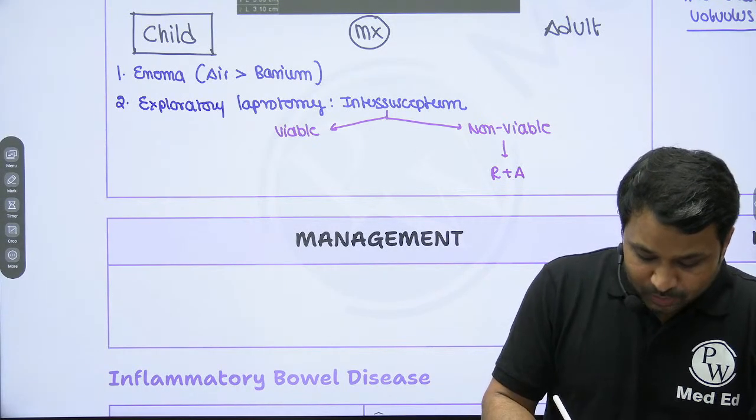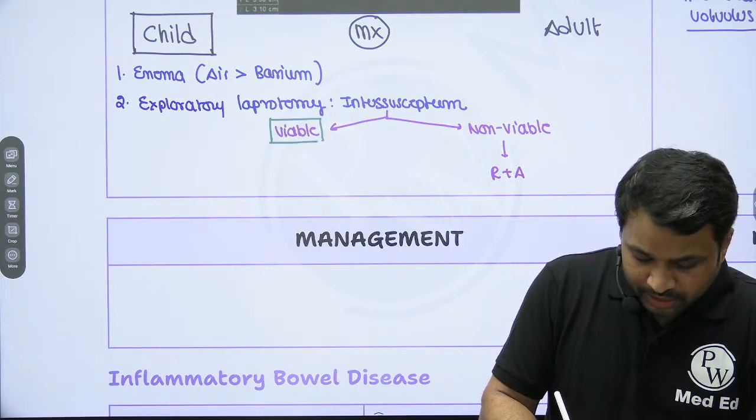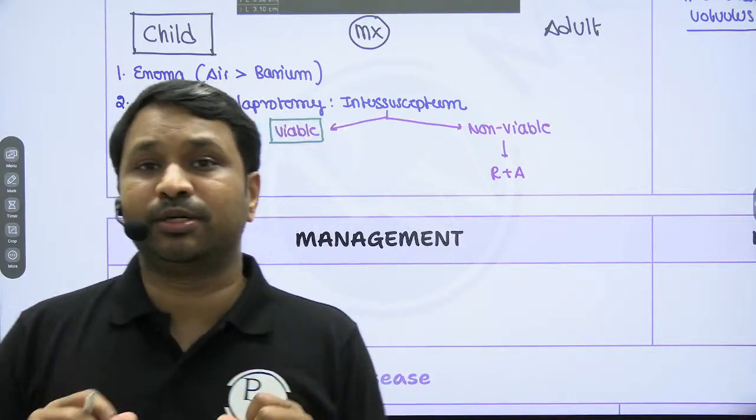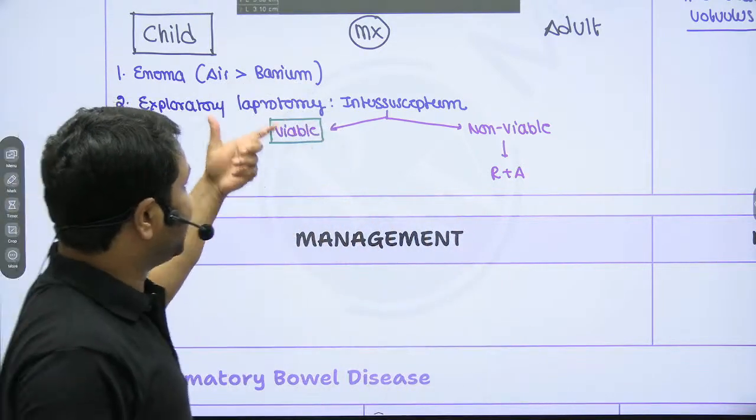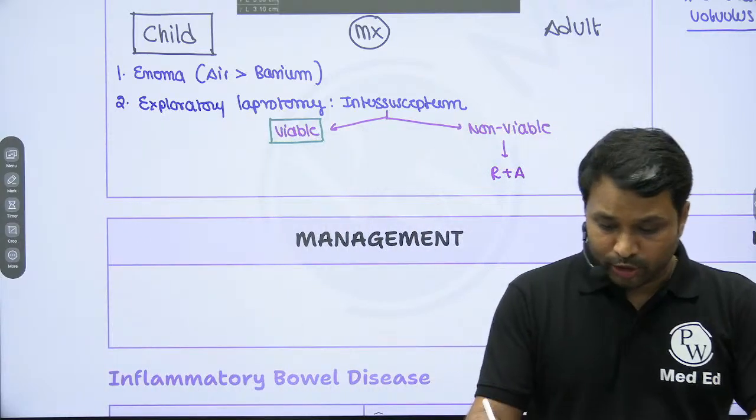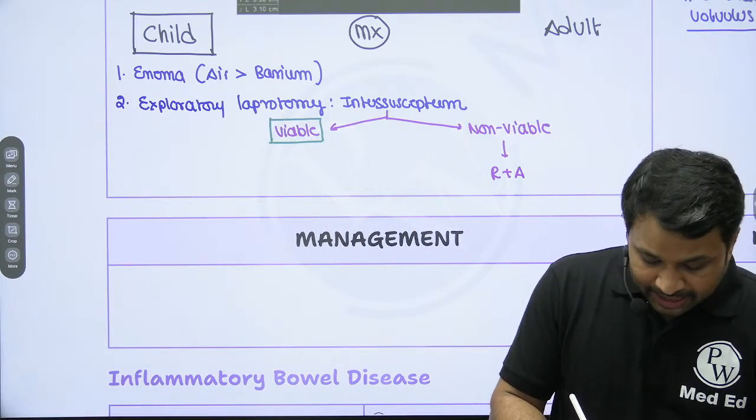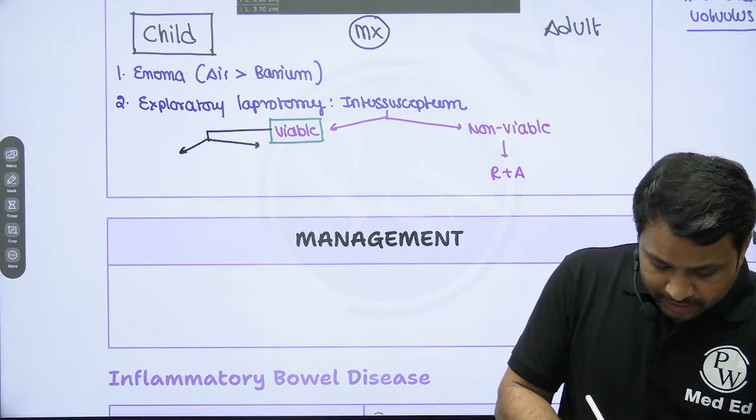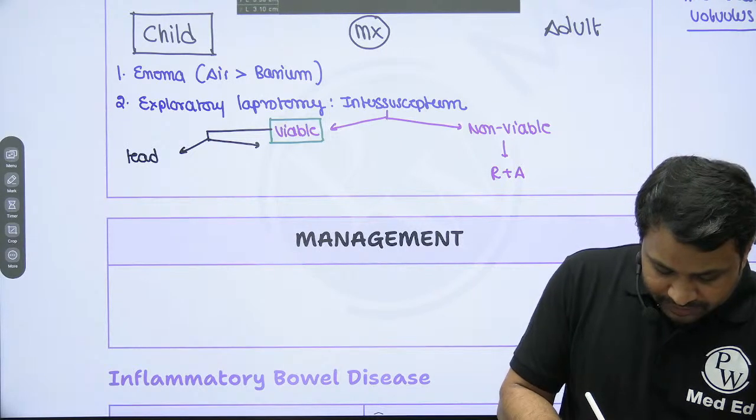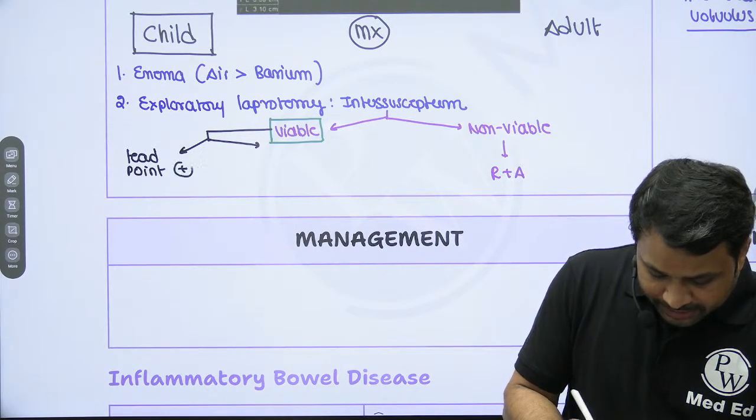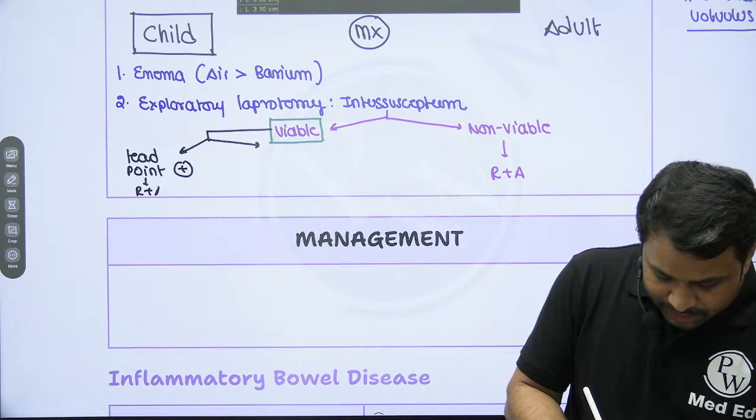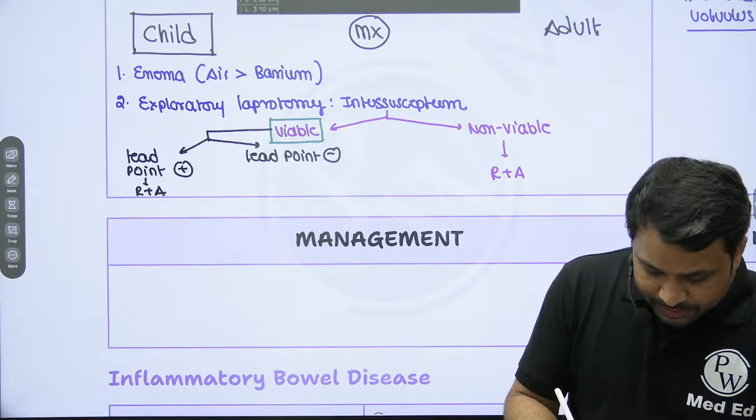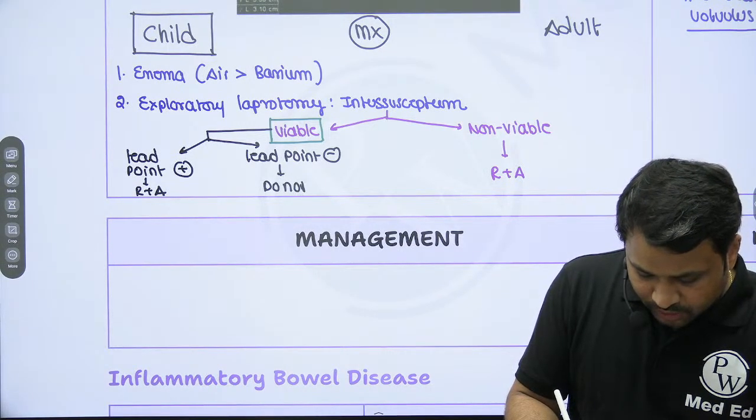Now the thing gets more interesting if you get a viable one. You have a patient who has undergone an intussusception, and you have resolved it by exploratory laparotomy. That part of the bowel, the intussusceptum, is still viable. So what are you going to look for? I'm curious, did it have a lead point or not? We will see the status of the lead point. If the lead point is present, then you have to go ahead with resection and anastomosis. If the lead point is absent, then do nothing. Resolve it and come back.